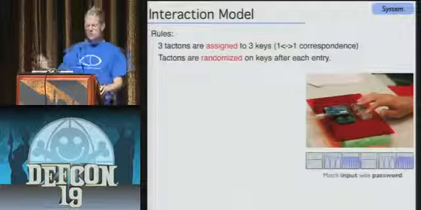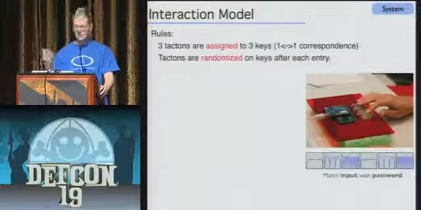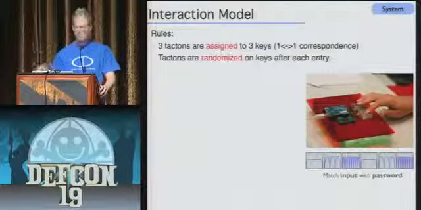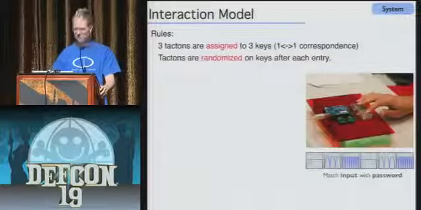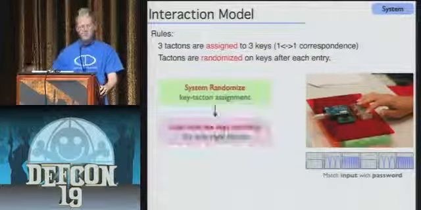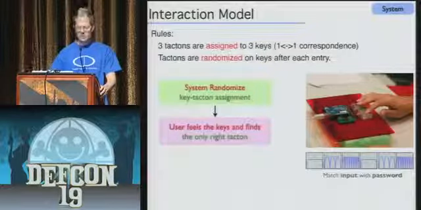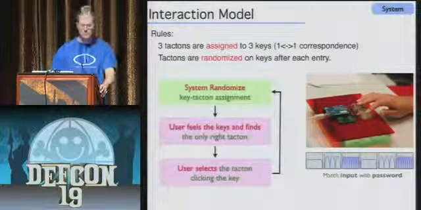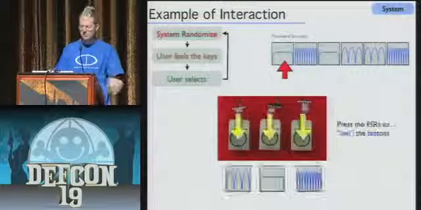So how it works is the three tactons are always assigned to the three keys with a one-to-one correspondence, but in a random order. So even if someone sees the way your fingers move, they can't do a replay attack. You feel all three keys, and you select the one that corresponds to the right tacton in your password, and then click the key. Repeat for as long as the password goes.